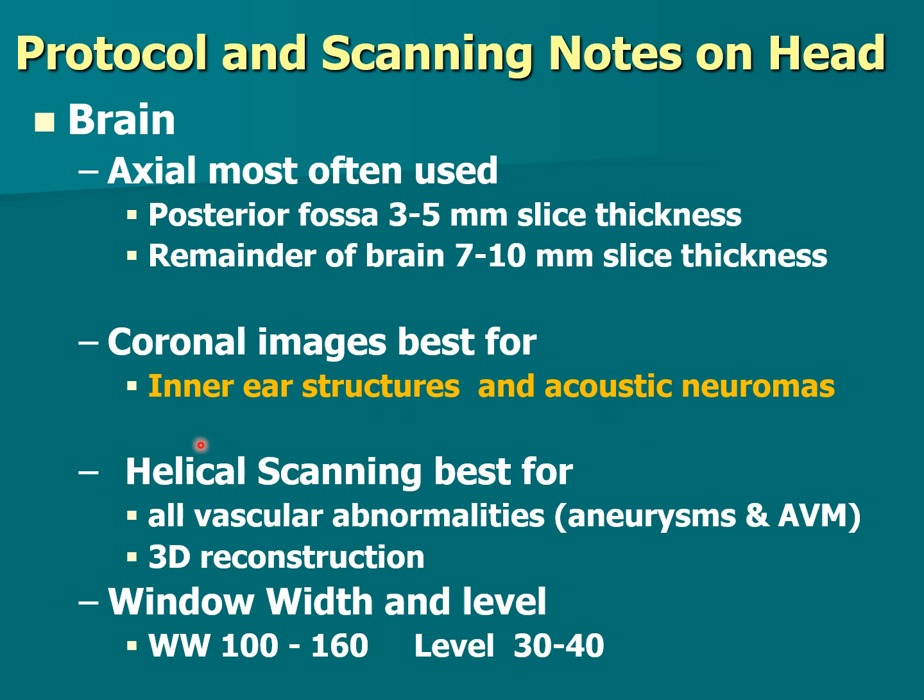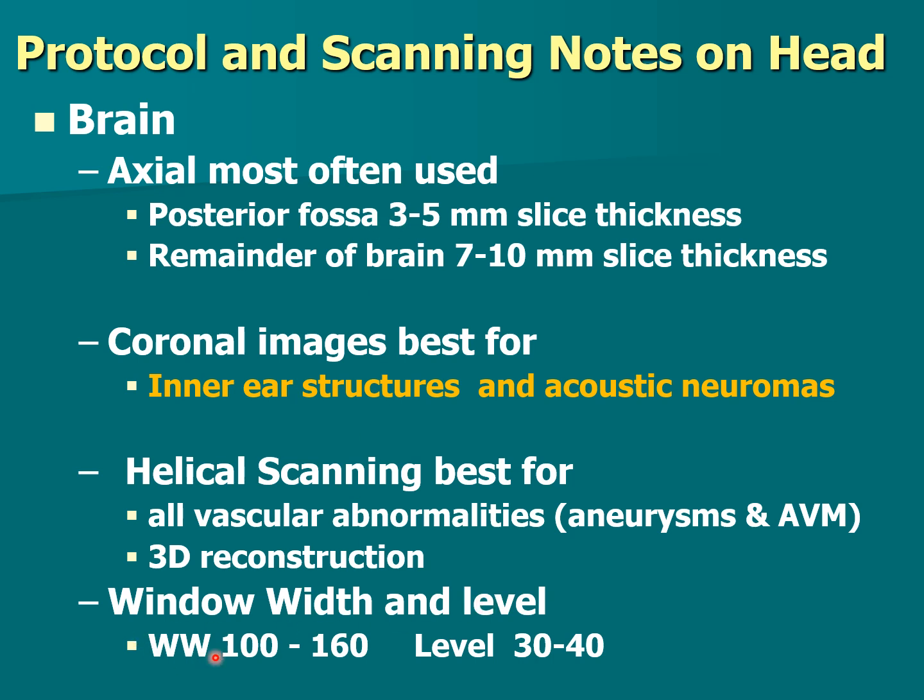Helical scanning, which is what we almost always do, is best for all vascular abnormalities, aneurysms, AVMs, anything that's vascular, and we need it to do 3D reconstruction. We almost always do helical scanning. We only do this if we need to see some very particular slices at the very highest resolution.